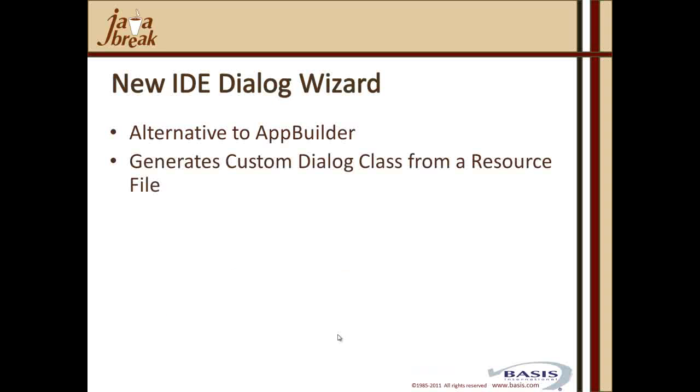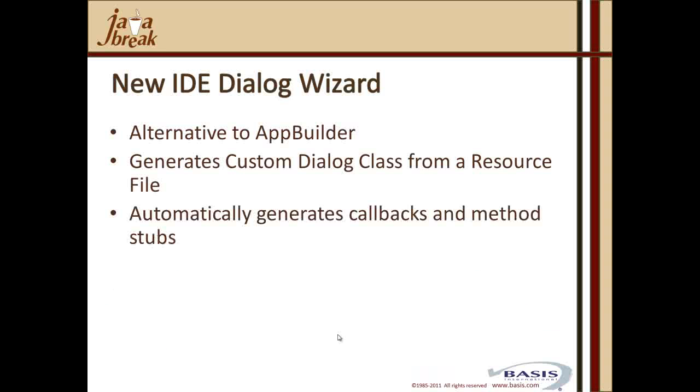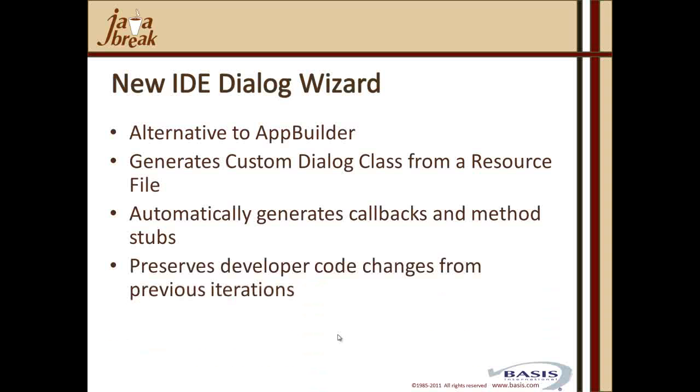It generates a custom dialog class from a resource file. It automatically generates all the callbacks and method stubs. So as you might expect, it's fully object-oriented. It preserves your developer code changes from previous iterations of the Dialog Wizard.